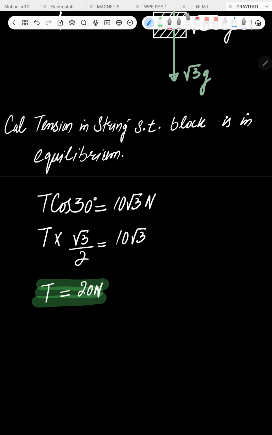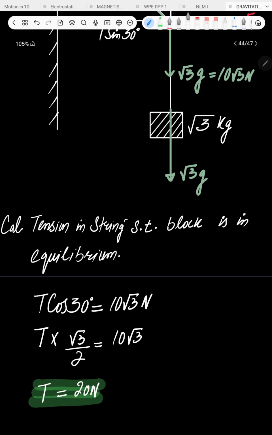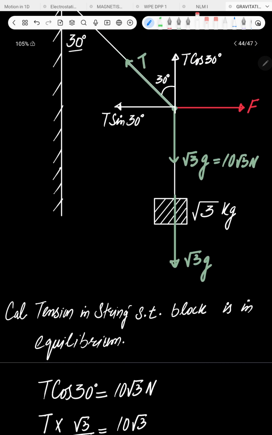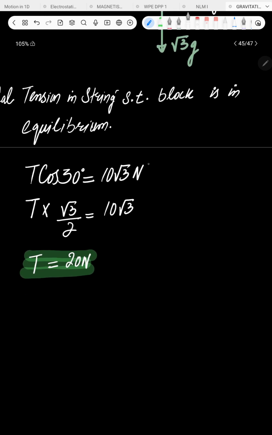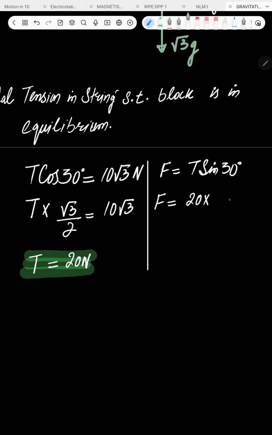Let's try to calculate the value of this F as well. We are not supposed to calculate the value of F, but if for example the question asks you to calculate the value of F, how to calculate that? Simply, I will equate F with T sin 30. So simply this F is equal to T sin 30 degree. T, its value is 20, and sin 30 will be 1 by 2. 2 and 2 will cancel. F comes out to be 10 Newton.